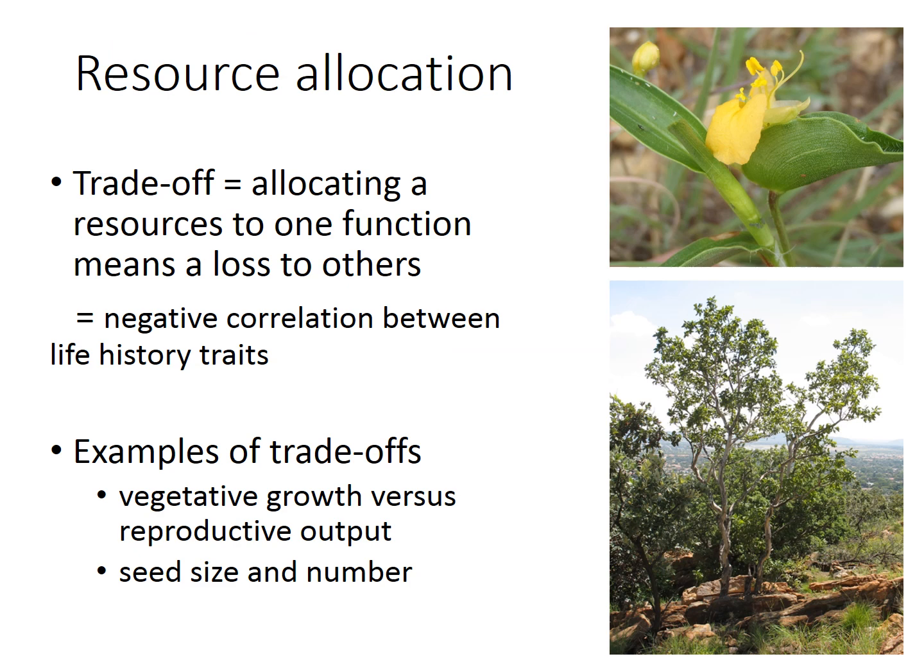Okay, but the simplest way to observe trade-offs is to quantify differences in resource allocation. When resources are allocated to one function or one purpose, they are then not available for other functions. This is the reason that one way to define a trade-off is actually that a trade-off is occurring when there's a negative correlation between any two life history traits.